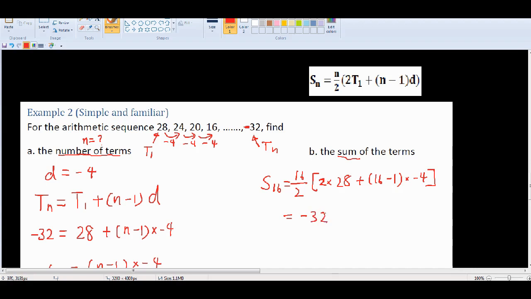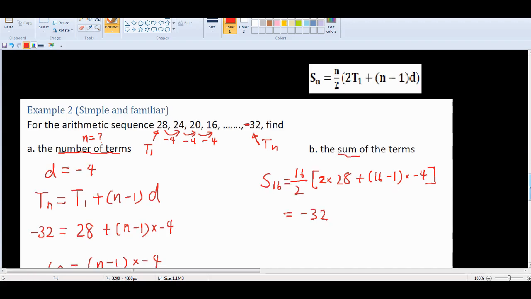Okay, so the sum of all terms is the same as our last term. Is that a coincidence? Possibly yes, right? So there's nothing wrong with this. It just happens. Okay, so that's how we find S16.